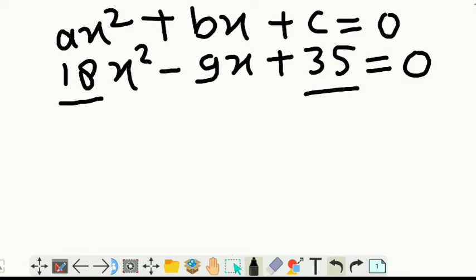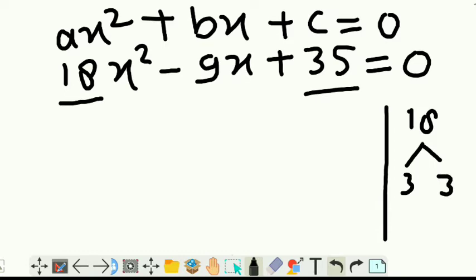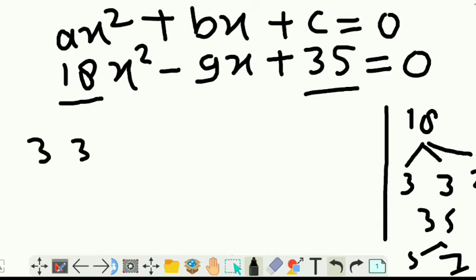Okay, so when we factorize 18 and 35, what do we get? 18 is 3, 3 and 2. These are the factors of 18. And what are the factors of 35? They are 5 and 7. So we got these factors: 3, 3, 2, 5 and 7.